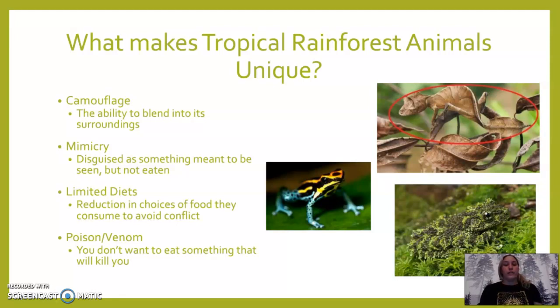You also have mimicry, disguised as something meant to be seen but not eaten. Limited diets, reduction in food choices they can consume to avoid conflict. Poison or venom.